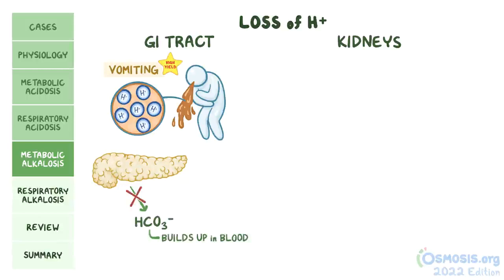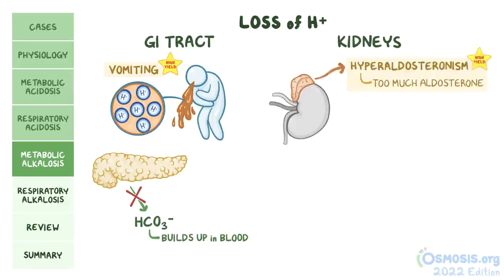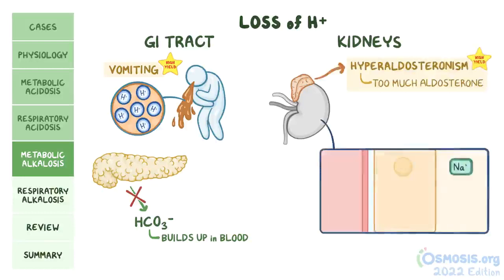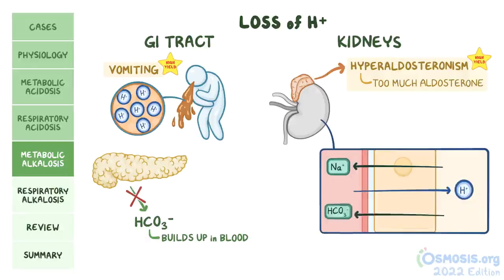Another way that hydrogen ions can be lost is through the urine, in the context of having too much aldosterone hormone, and this is called hyperaldosteronism. Remember, aldosterone causes the kidneys to reabsorb sodium, excrete hydrogen ions, and reabsorb bicarbonate. The result is that the urine becomes more acidic and the blood becomes more alkaline.